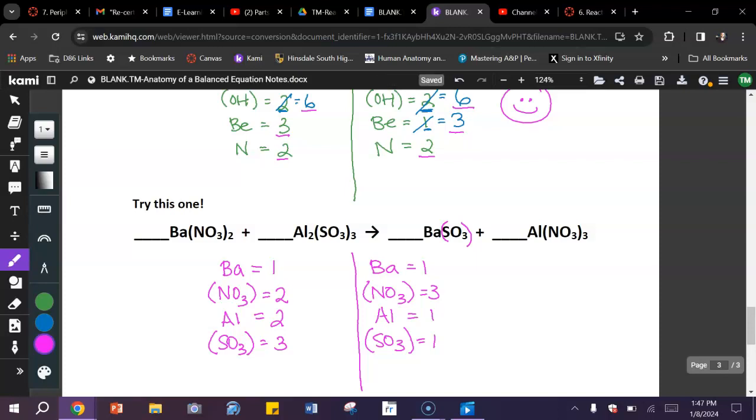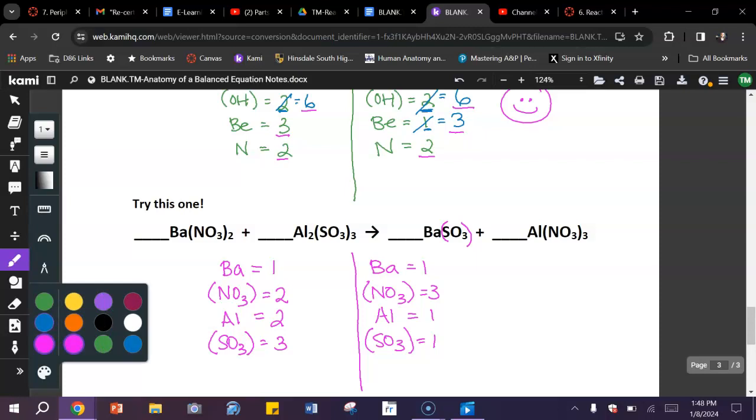Okay, so I'm going back to the left, but this time barium is balanced, so I don't have to do anything with barium. However, if you take a look at my nitrate, NO3, I have 2 on my reactant side and I have 3 on my product side. Well, gosh, 2 and 3, there's nothing that I can multiply 2 by in order to get 3, and there's nothing that I can multiply 3 by in order to get 2.